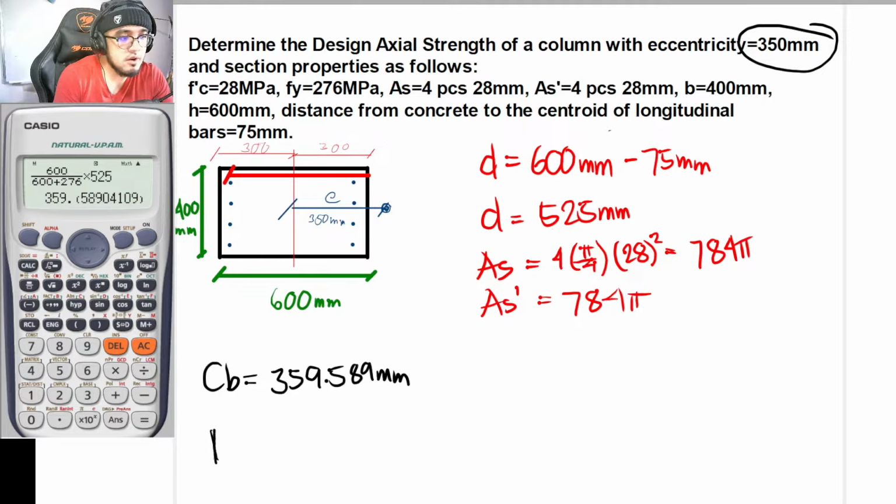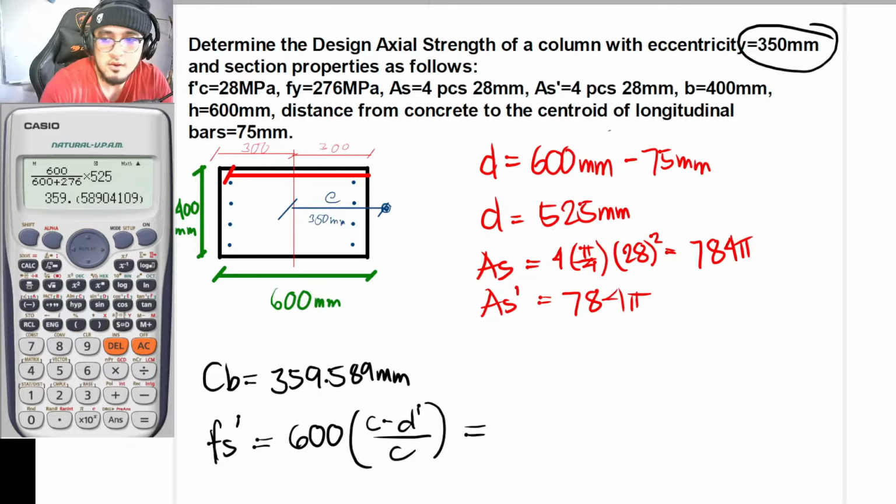So for your Fs prime, this is basically equal to 600 times CB minus D prime, so I will just be writing C minus D prime, divided by C. So looking at the calculator once again, 600 times C, what is to be the value for our C? That is to be our C balance. 359.589, I'm sorry, 589 minus D prime. And what is to be our D prime?